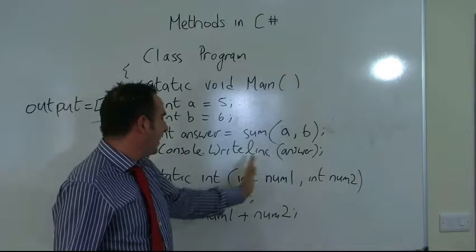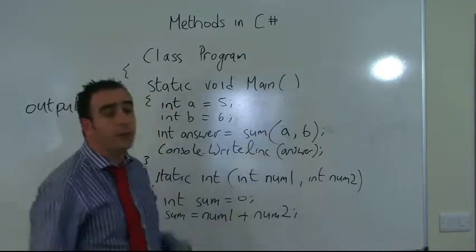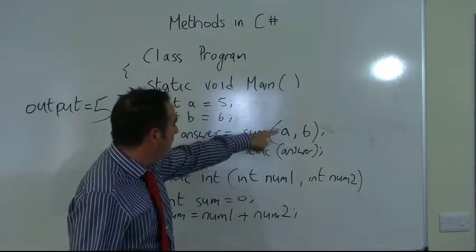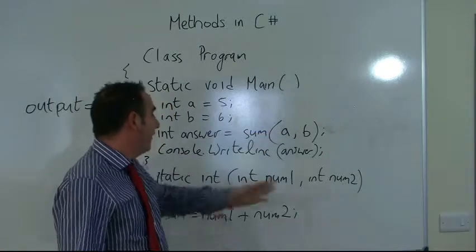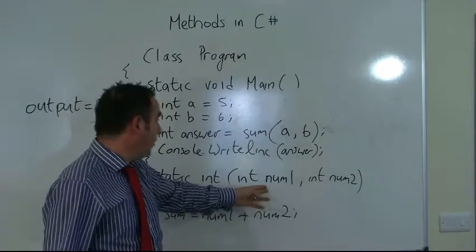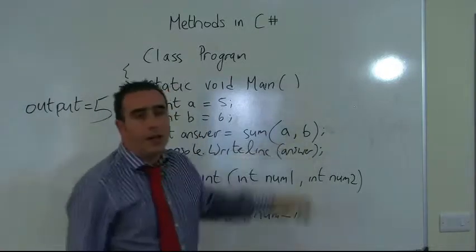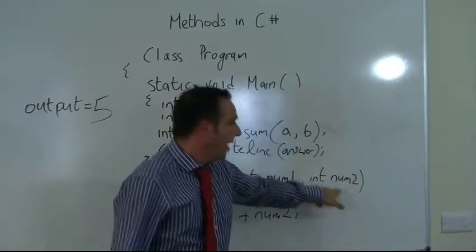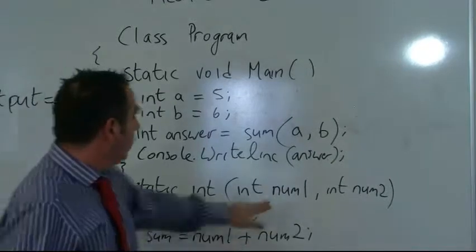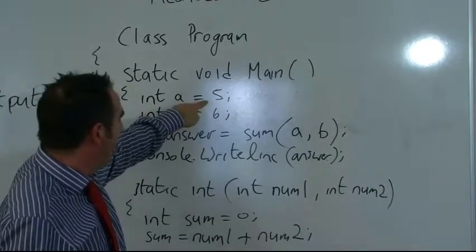Okay, so the parameters match up. Whatever is on the left-hand side, the first parameter up here, the value from there gets copied into the first parameter of our method. The value stored in the second parameter gets copied into the second parameter in our method. So num1 will get the value of a, which is 5.